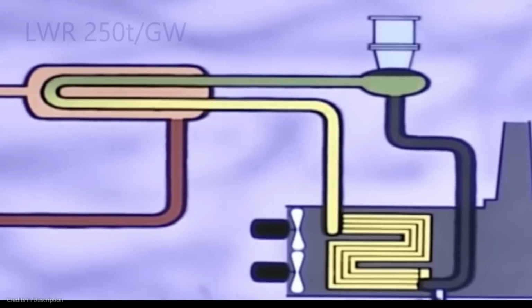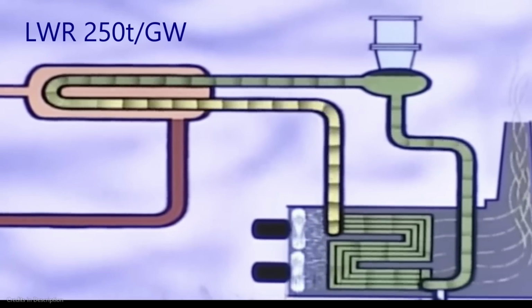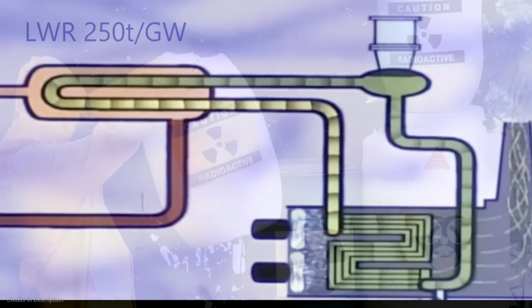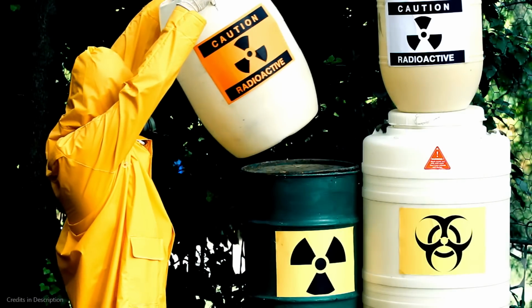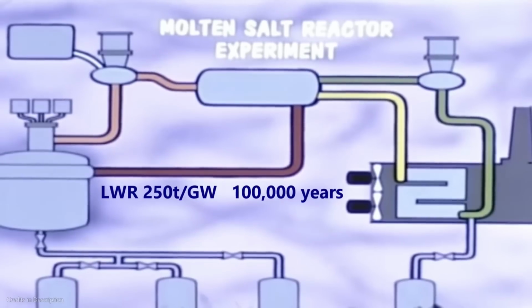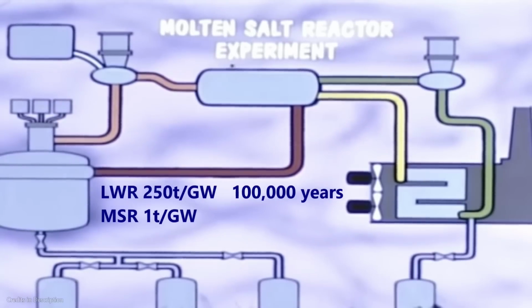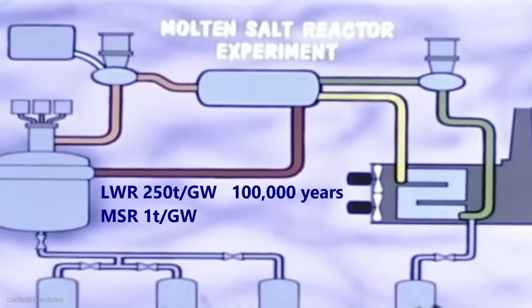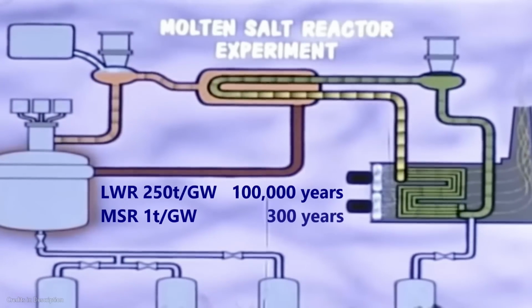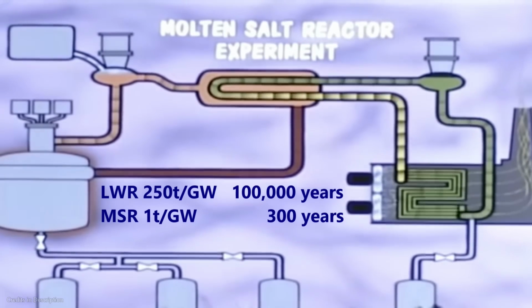We said that a typical solid fuel reactor needs about 250 tons of enriched uranium to make 1 gigawatt of electricity, generating nuclear waste that must be stored for 100,000 years before it becomes safe. A typical molten salt reactor, on the other hand, only needs 1 ton of fuel to generate the same amount of power, and its radioactive waste becomes safe after only 300 years. But keep in mind, thorium reactors also need a neutron source jumpstart, just like uranium reactors.